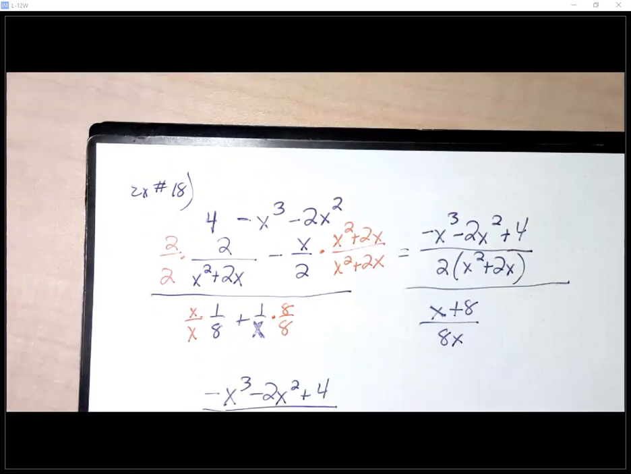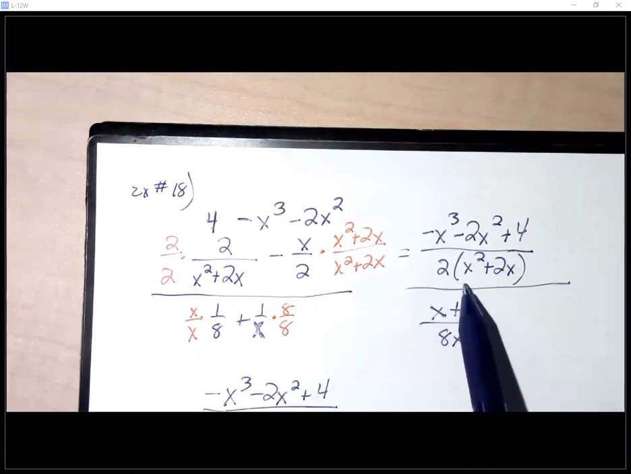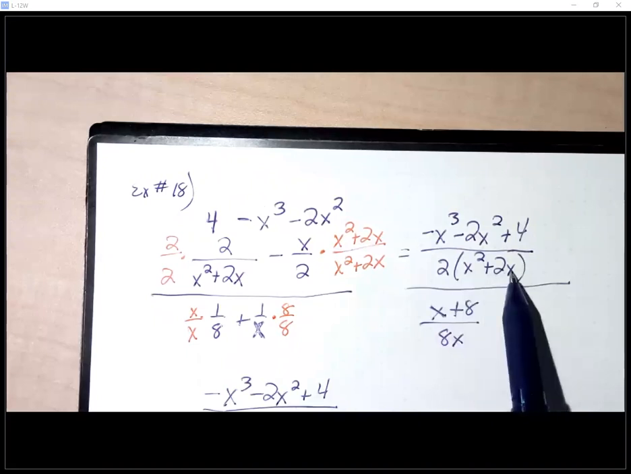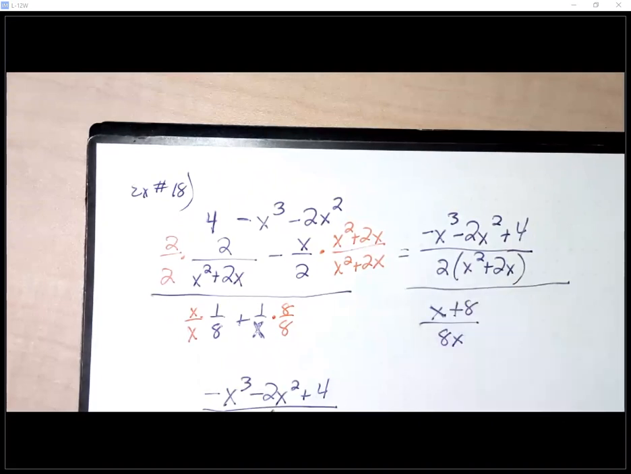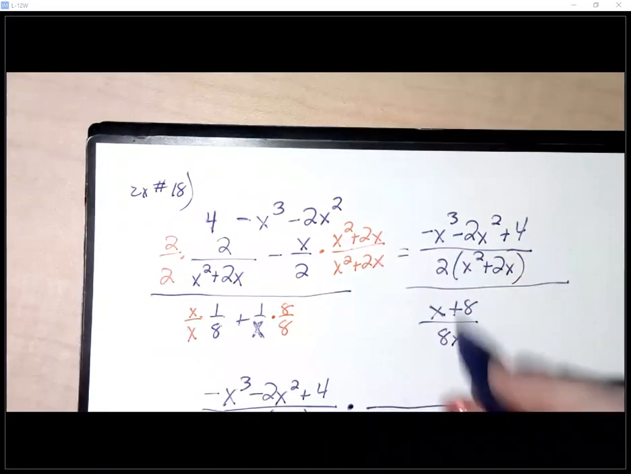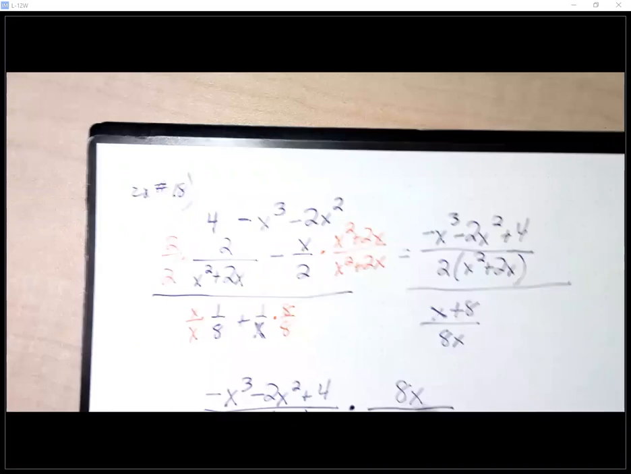And you know what else I'm going to do? This does factor a little bit more. Couldn't I factor an x out of that? Yeah. So I'm going to rewrite that as 2x if I pull out the x also, and then it's just going to be with x plus 2. So now that is completely factored. So there's my numerator. I'm going to change the multiplication and I'm going to flip this one over. 8x on top, x plus 8 on the bottom.